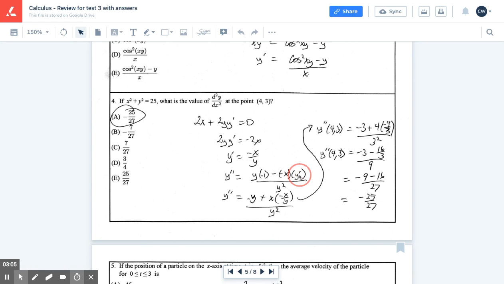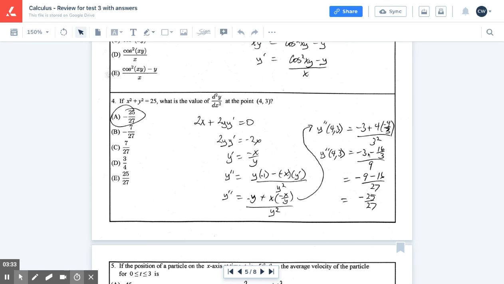Okay, notice it has y prime in it. Well, we just figured out that y prime is equal to negative x over y. So I took the y prime out and put negative x over y in its place. Then I just plug 4 and 3 everywhere. So I plug in 3 there, which turns into a negative 3. I plug in 4 there, so that's why there's a 4 there. Put a 4 on top and a 3 on the bottom, so negative 4/3. And then 3 on the bottom gives me 3 squared.